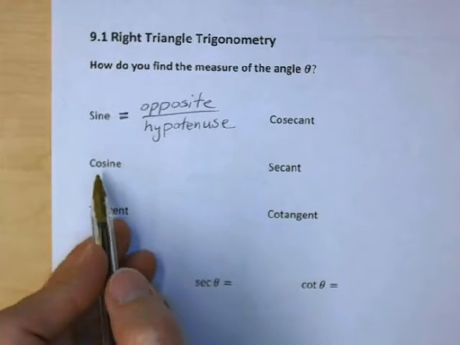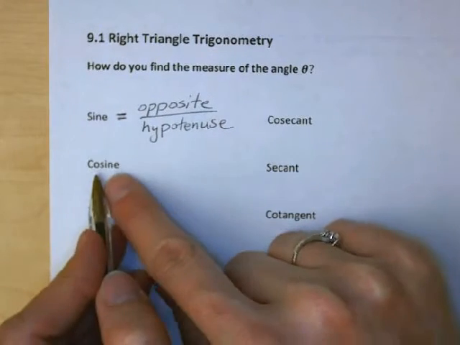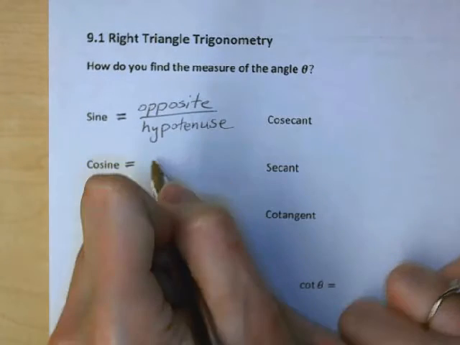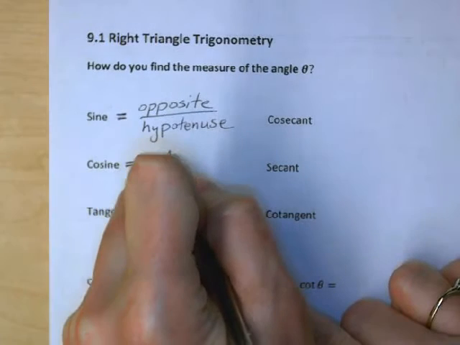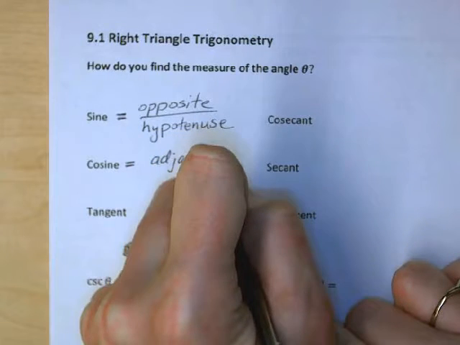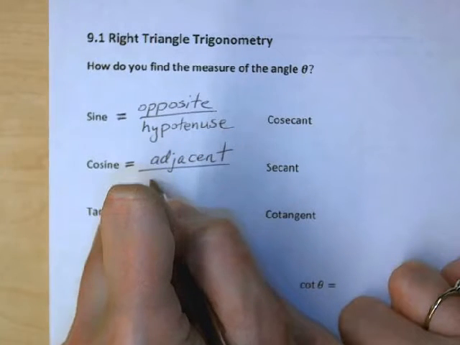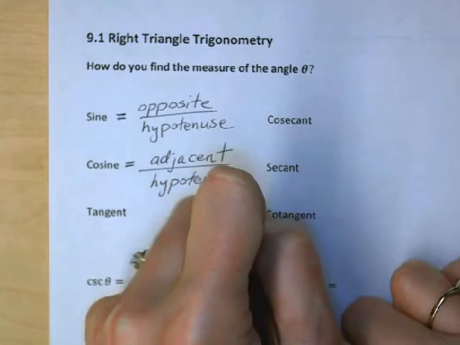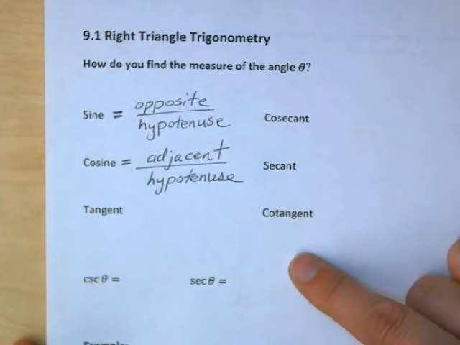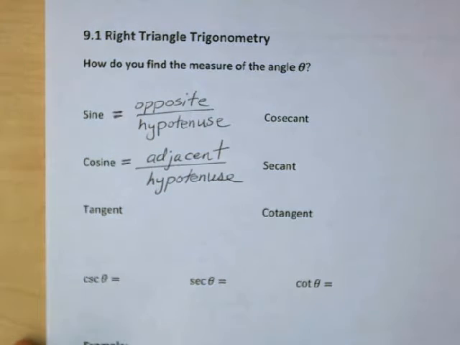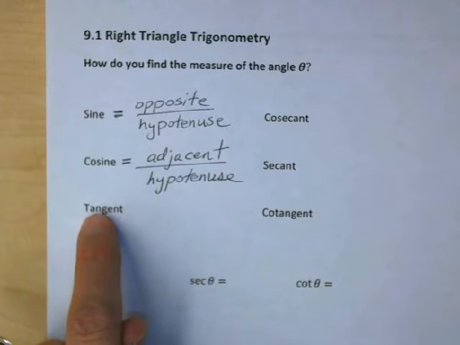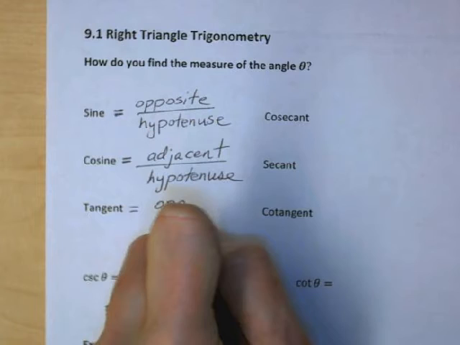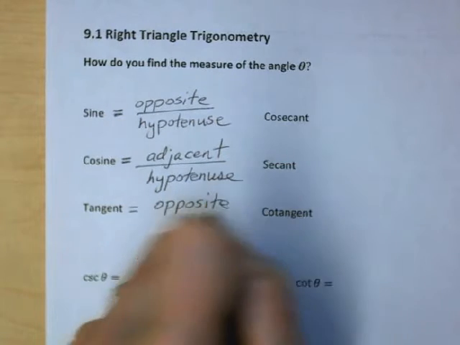The next one down is cosine. That's the ka, C-A-H. Cosine is adjacent over hypotenuse. And the TOA, T-O-A, the T stands for tangent. Tangent is opposite over adjacent.